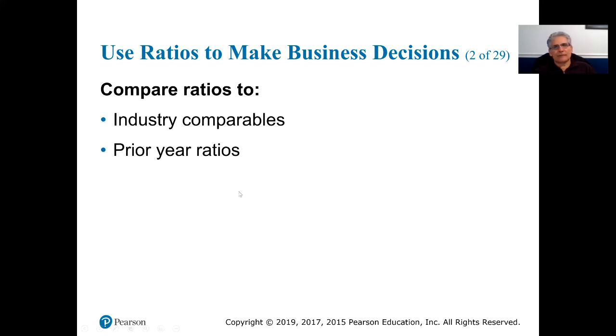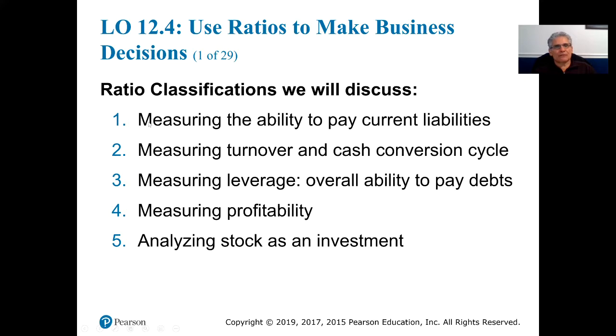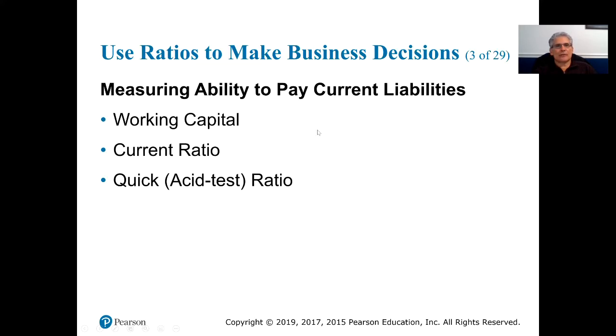So let's go ahead, let's flip back one slide. We have the classifications. The first thing we're going to do is look at measuring the ability for a company to pay its current liabilities. Let's look at that set of ratios, okay? Measuring the ability to pay current liabilities. That's 2 slides down from where we were. All right. What do we got? We have working capital, current ratio, and the quick or acid test ratio. These are 3 commonly used ratios to determine if a company can easily pay its current liabilities.